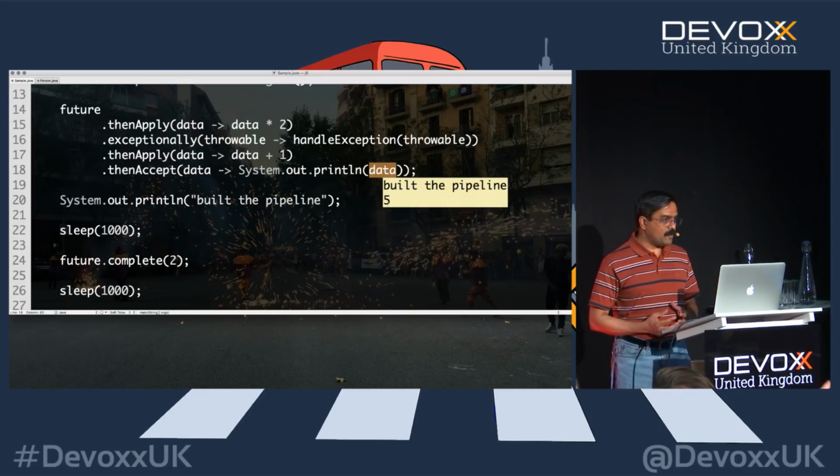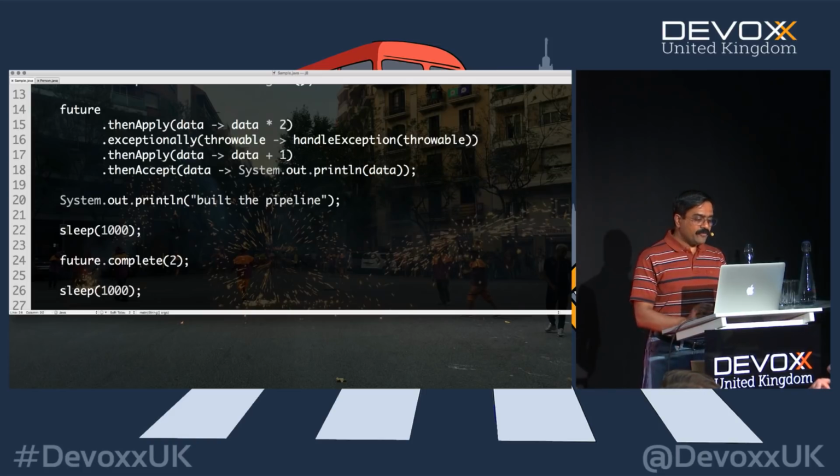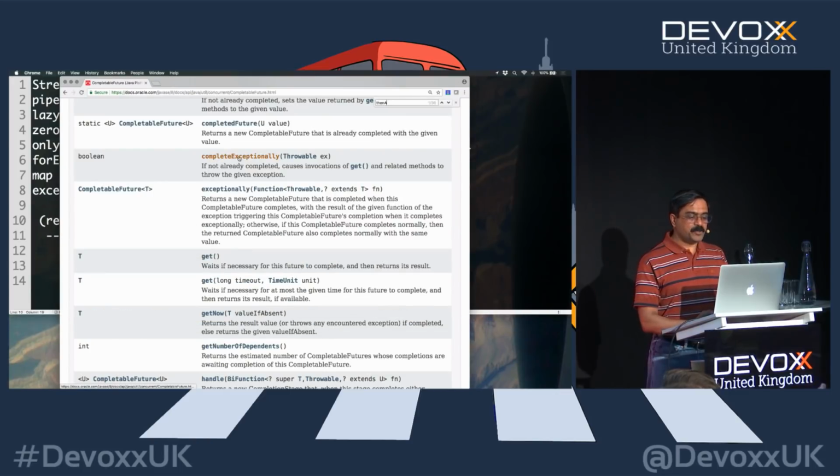However, how do I blow up? How do I say something really went wrong? How do I communicate an error? Well, for that you use another function. I'm not happy with this function name at all. It's called completeExceptionally.